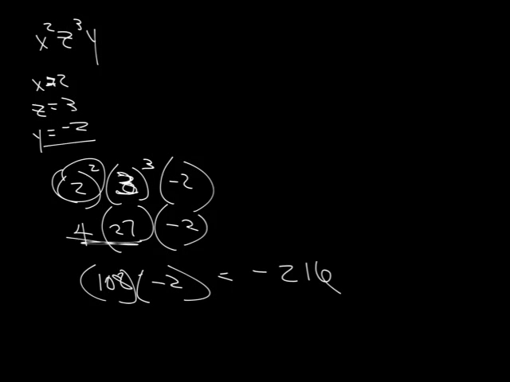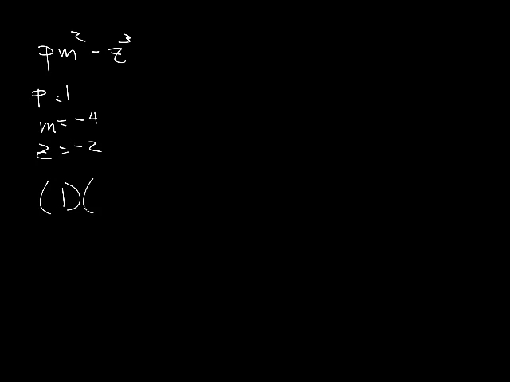Alright, let's look at one more. Let's look at 19.8. We've got p m squared minus z cubed. And they're telling me that p is equal to 1, m equals negative 4, and z equals negative 2. So p is 1, m is negative 4, minus, and z is negative 2 cubed.